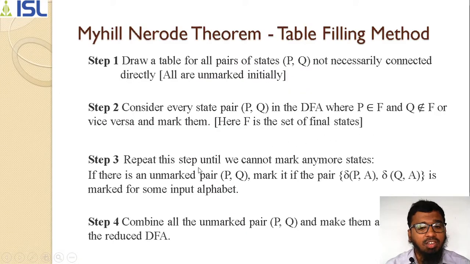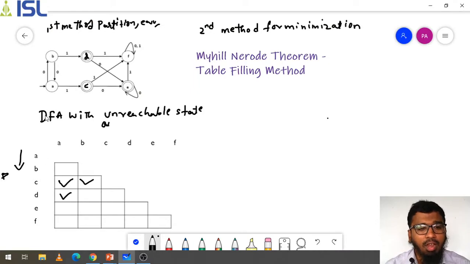Repeat this step until we cannot mark any more states. If there is an unreachable pair P comma Q, mark the pair. So we repeat until we cannot mark any more states, again and again. Now D comma B, is there any connection between D and B? Yes, and it is a final state and a non-final state, so you need to mark the tick.